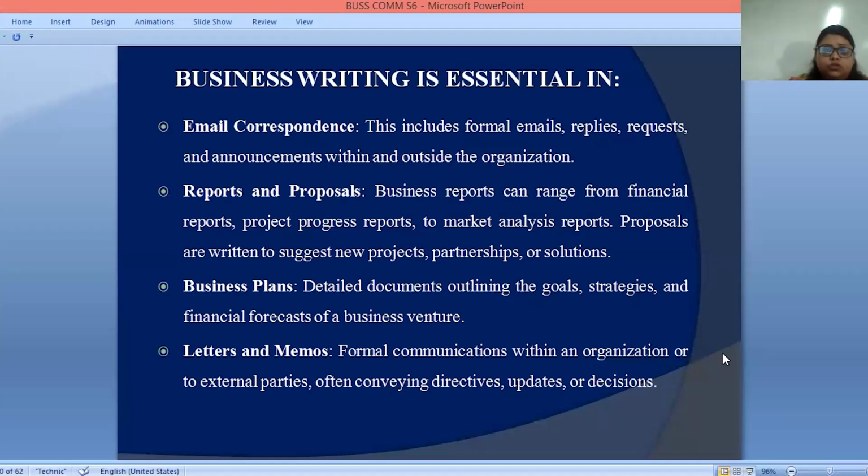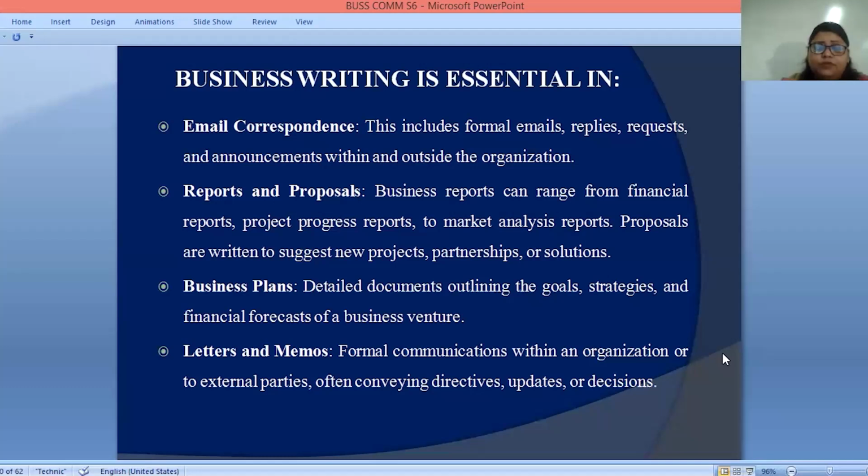Next is proposals. When we write a proposal, it suggests a solution to the customers or vendors, a partnership collaboration is requested, or some new projects are requested. So we require business writing in proposals also. Next is business plans. A detailed document outlining the goals, strategies, and financial forecast of a business venture. That means we require business writing for business plans also.